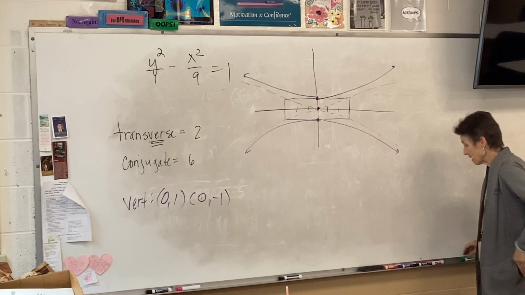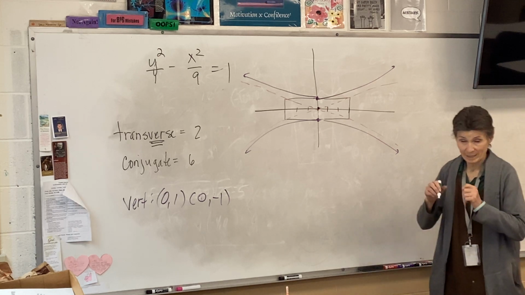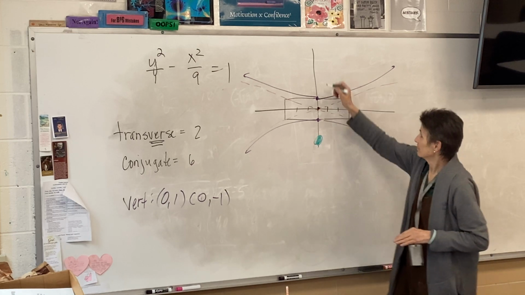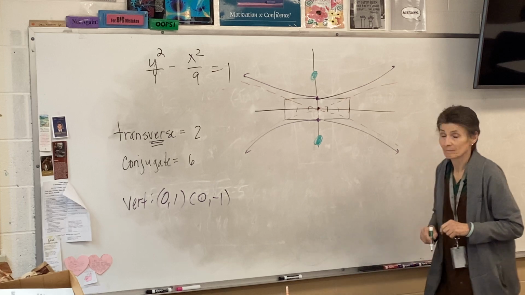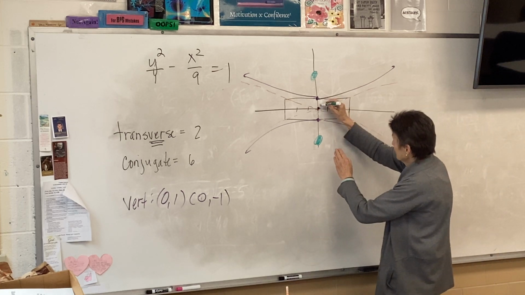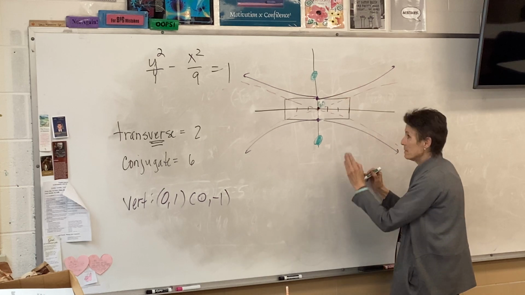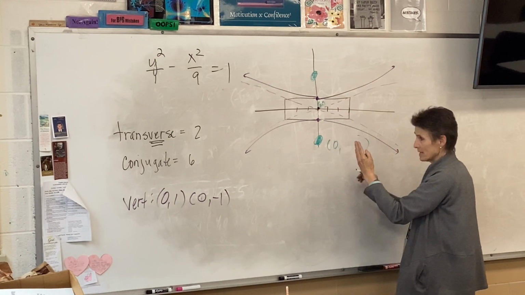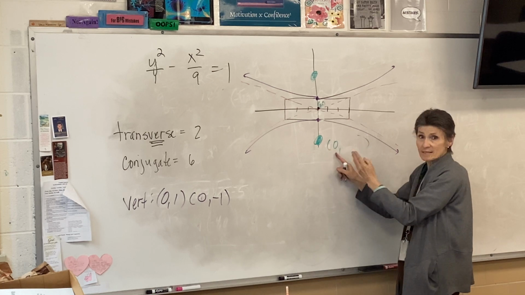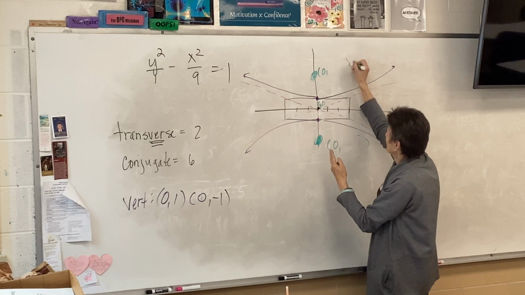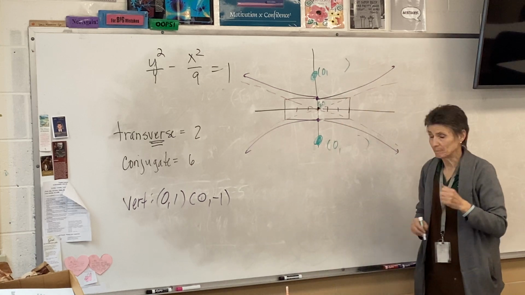Where are my foci? Well, they're always inside the curve. So they're going to be here and here. Now, this is the origin. Because I'm going up and down, x isn't changing. So x is going to stay 0. But what's going to happen to y?